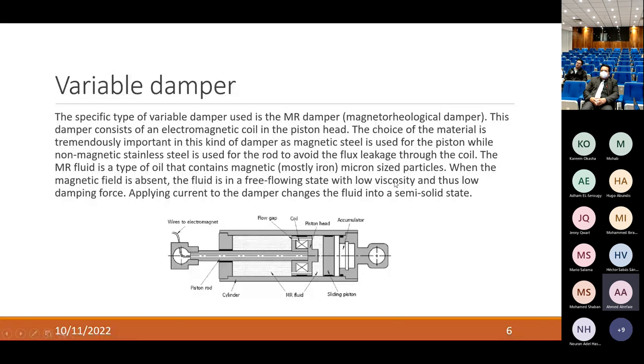When the magnetic field is absent, the fluid is in a free-flowing state with low viscosity and thus low damping force. Applying current to the damper changes the fluid into a semi-solid state. The existence of the variable damper ensures that we can control the semi-active suspension to achieve greater ride comfort. The controller controls the force coming out of the variable damper by changing the current, thus changing the magnetic field, which changes the viscosity, which changes the damping force. These controller types can be implemented on the electronic control unit, the ECU of the vehicle.